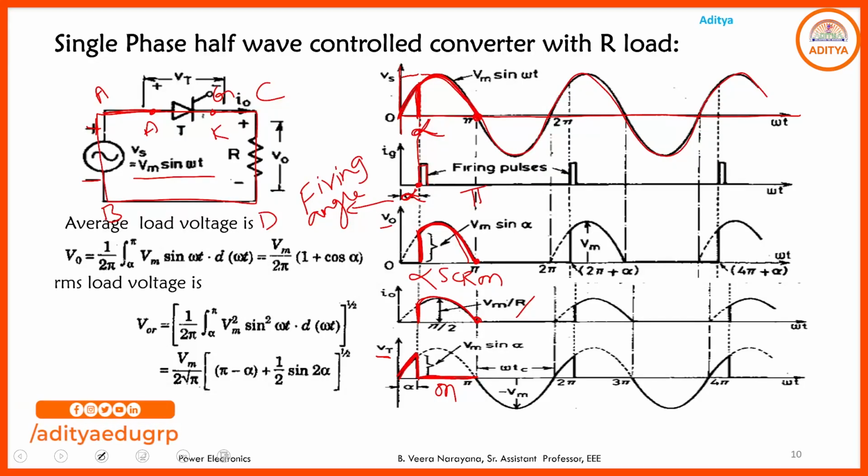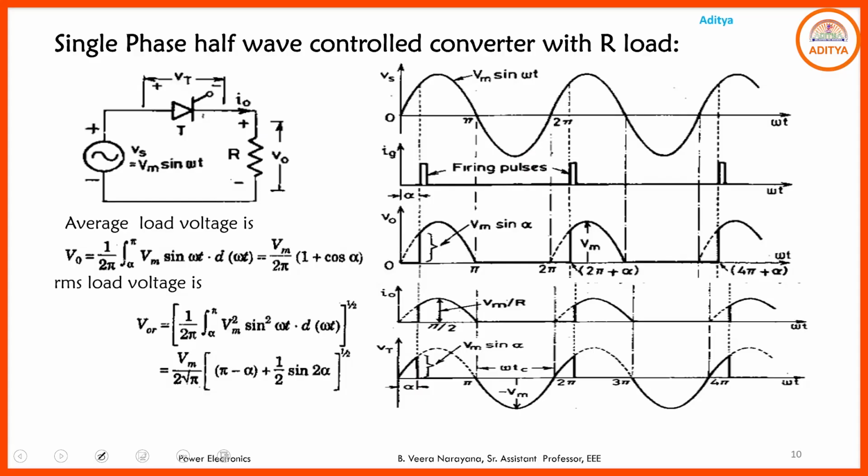And from pi to 2 pi, during the negative half cycle of the supply, what happens here? During the negative half cycle of the supply, terminal A is negative and B is positive. Correspondingly, the anode is made negative and the cathode is positive, then the SCR will be in the reverse biasing mode. So reverse biasing mode means from pi to 2 pi, the SCR will be in the off state.